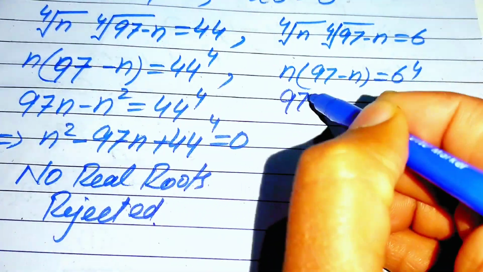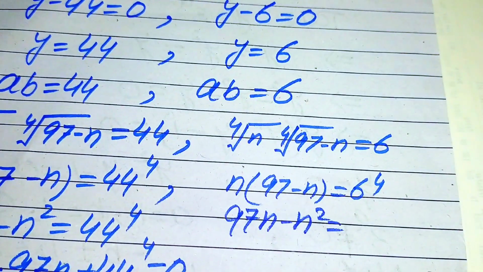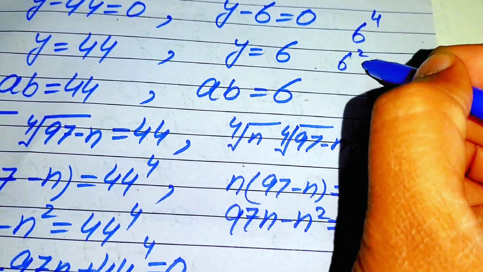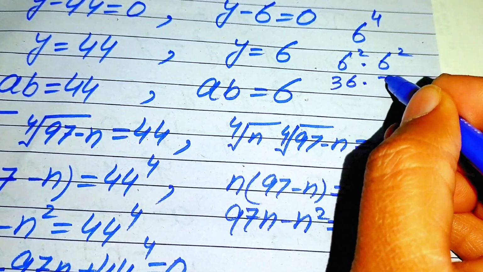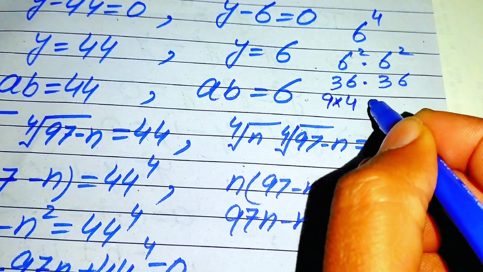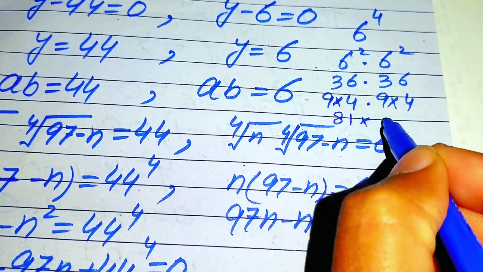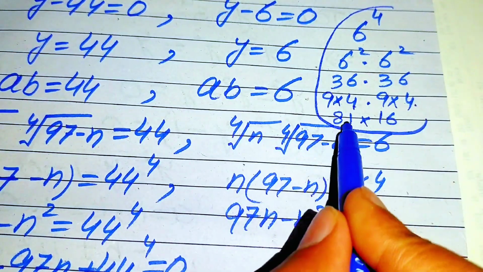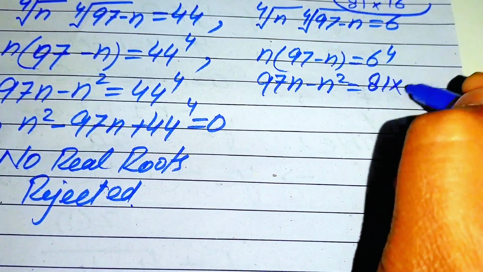And in this case we have 97n minus n square equals 6 to the power of 4, and we can break this 6 to the power of 4 as 6 to the power of 2 into 6 to the power of 2, and you know that 6 to the power of 2 is 36, and this is also 36, and we write this 36 as 9 multiplied by 4, and this 9 multiplied by 4. So when we multiply 9 by 9, it becomes 81, multiplied by 4 times 4 is 16. So we write 6 to the power of 4 as 81 multiplied by 16.